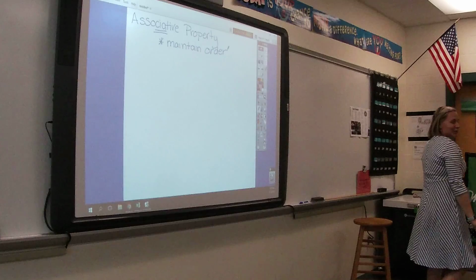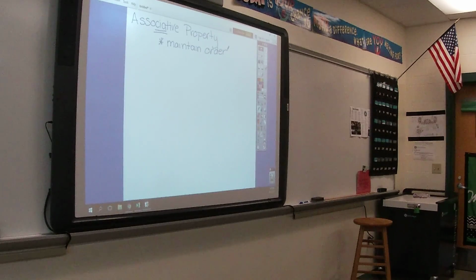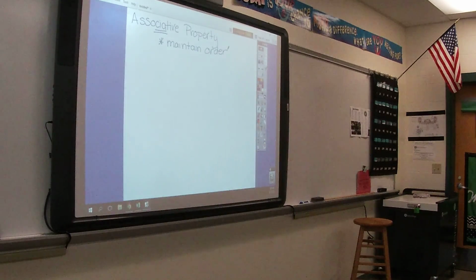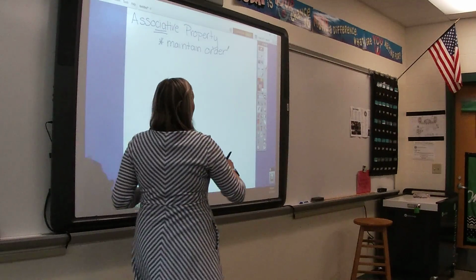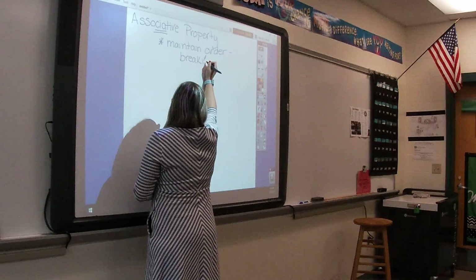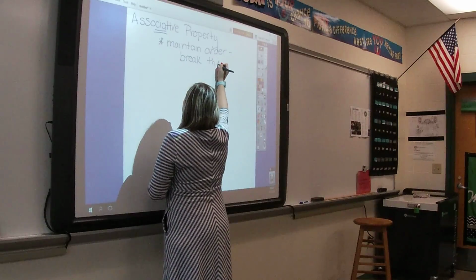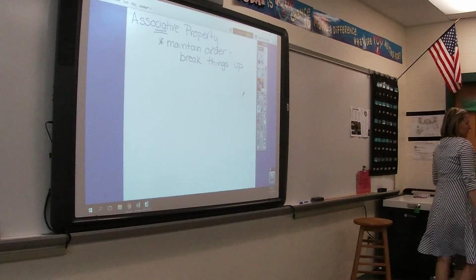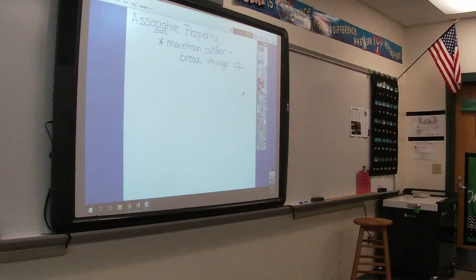And we're going to say the CIA's job is to maintain order. I mean, right, that works. So when we are talking about the associative property, we are not changing the order. Instead, we are going to maintain the order and break things up. So I'm going to highlight that the CIA is like breaking up math problems, but you know, that's what we're going for today.